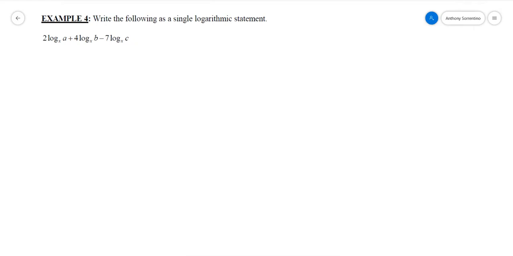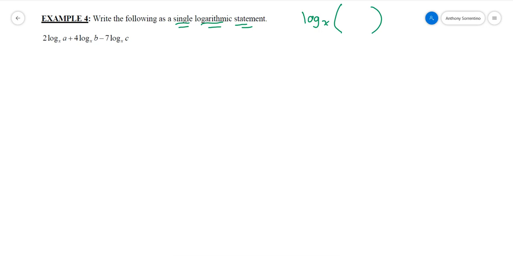So I have 2 times the log base x of a plus 4 times the log base x of b minus 7 times the log base x of c. Now again, this is a problem you could not do on your calculator. I want to write it as a single logarithmic statement, which means I should just have log base x of something, and that's it. So I want it to look like that.